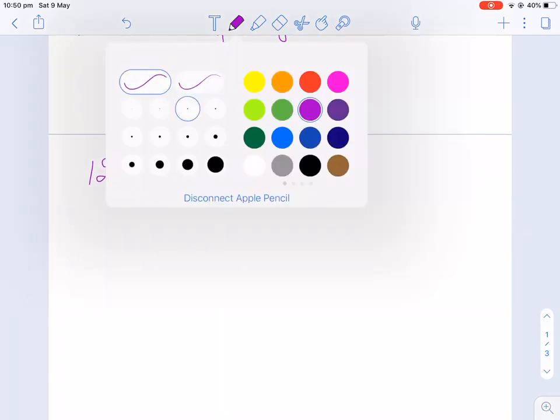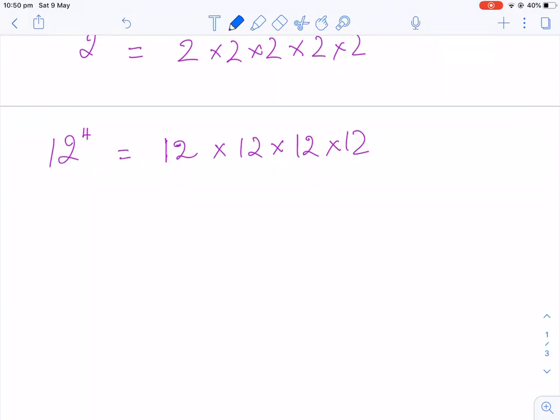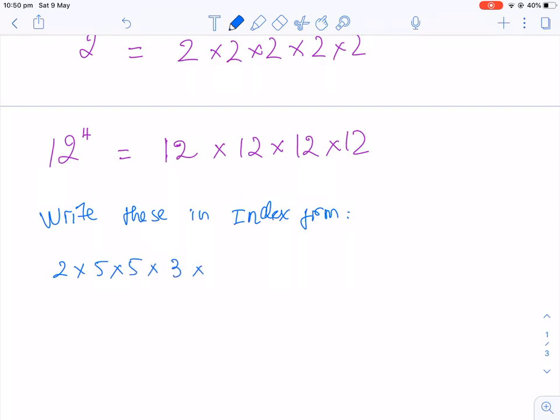Another example is write this in index form. For example, I have 2 times 5 times 5 times 3 times 2 times 3 times 5 times 3 times 3. How can we write index form? It's so messy now. Now we bring it up. Look, how many bases are in here? Basically, you just have 2.